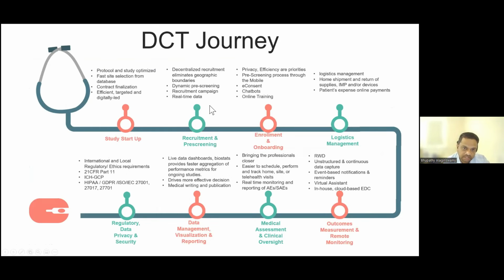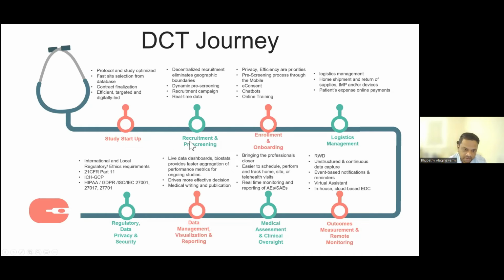Similarly, in decentralized clinical trials, AI has also played a fantastic role. For example, protocol and study optimization has become much faster, and site selection is faster because it is easier to have electronic conversations rather than actual physical visits. Contract finalization is also much faster, as I said, using AI, with efficient, targeted, and digitally led study startup.